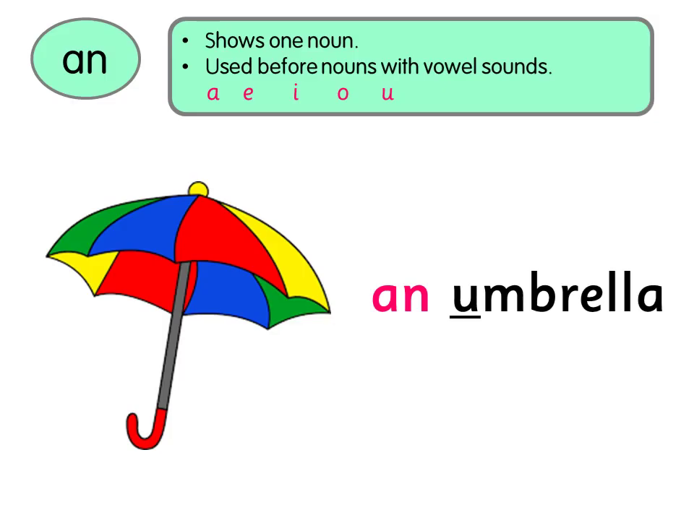Now, let's move on to the examples for an. Let's read the rules first. It shows one noun and it is used before nouns with vowel sounds. Okay, our first example is umbrella. So the first sound for umbrella is ah, and there is only one umbrella, so we use an umbrella. Can you say it? An umbrella. Very good.